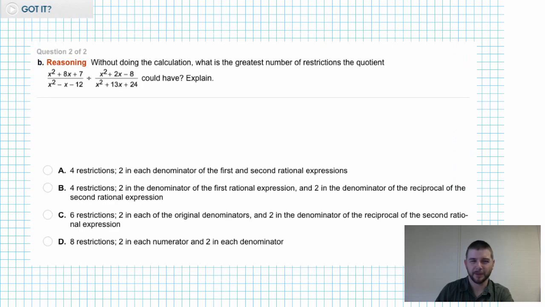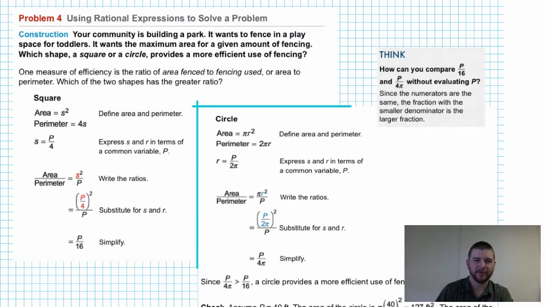Question 2 of 2. So we haven't seen an example like this, but we've learned some logic, some basic fundamentals of completing problems like this. What do you think? Without doing the calculation, what is the greatest number of restrictions the quotient could have? I'll let you read the quotient and explain. Please don't work carefully. If you would, just blindly choose A, B, C, or D. I'd go with C.